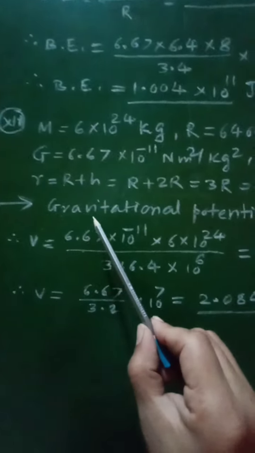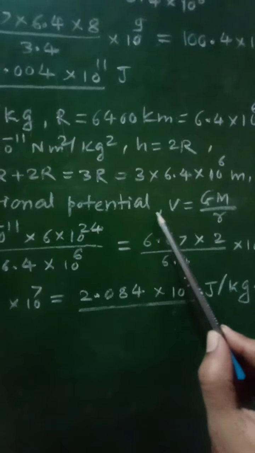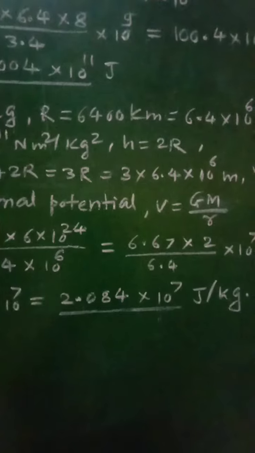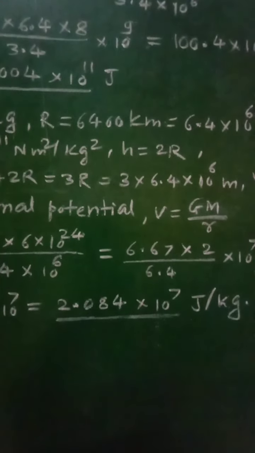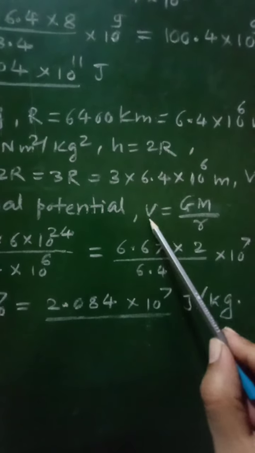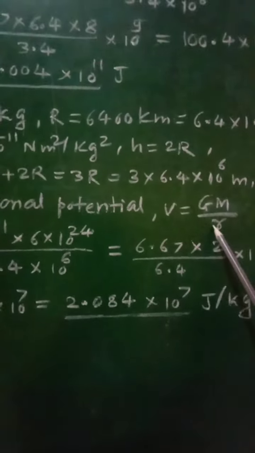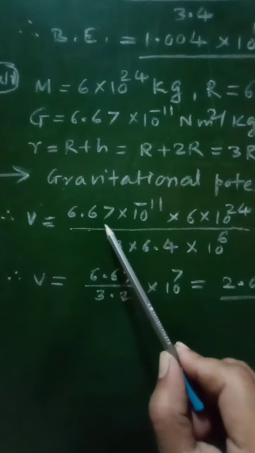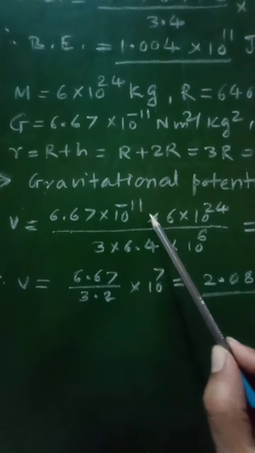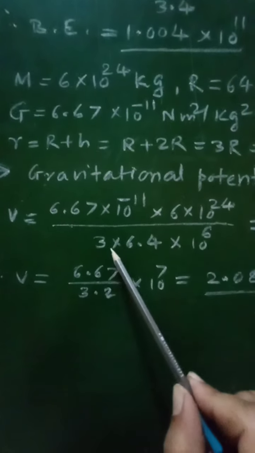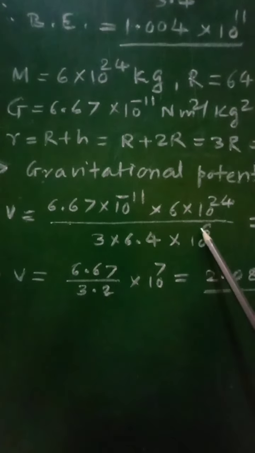Now we know the formula for gravitational potential. Phi is equal to GM by r. Only magnitude of the potential is considered, because actually phi is equal to minus GM upon r, but it is taken in magnitude as phi is equal to GM by r. And therefore we can write phi is equal to 6.67 into 10 raised to minus 11 into 6 into 10 raised to 24 divided by 3 into 6.4 into 10 raised to 6.